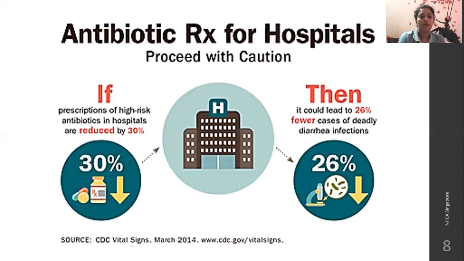Antibiotic treatment for hospital: if 30% of antibiotics are reduced, if prescription of antibiotics is reduced, then it could lead to 26% fewer cases of deadly diarrheal infection in the future. This is the statistics.